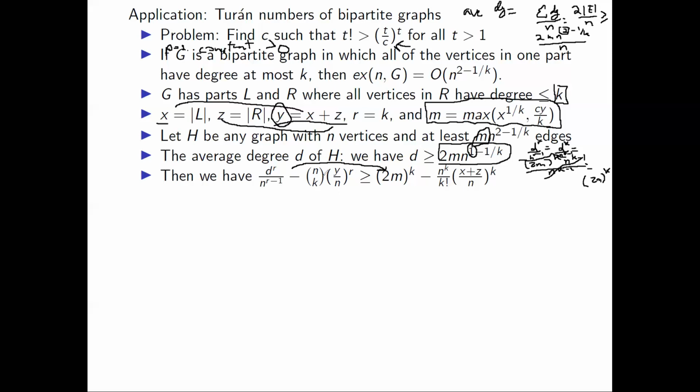So n choose k is less than or equal to n to the k over k factorial. That's why we can say that negative n choose k is greater than or equal to negative n to the k over k factorial. Moreover, y equals x plus z. So we just substituted x plus z for y, nothing interesting there. And r equals k, so we turned the r into a k. Nothing interesting there. And we can note that that quantity is greater than or equal to the quantity 2m raised to the k. We didn't do anything there.